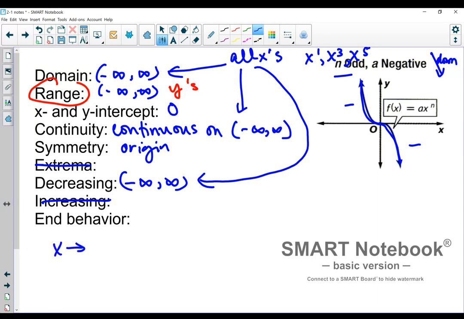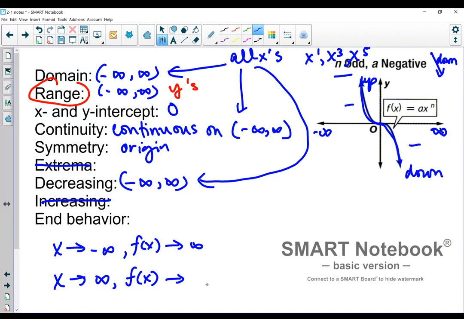And last one for my end behavior, as x is going to negative infinity, so towards the left, my y's are going up. So f of x going up would be towards positive infinity. And as I'm going towards the right, towards positive infinity for x, my y's are going down. So x goes to positive infinity, f of x is going down to negative infinity.